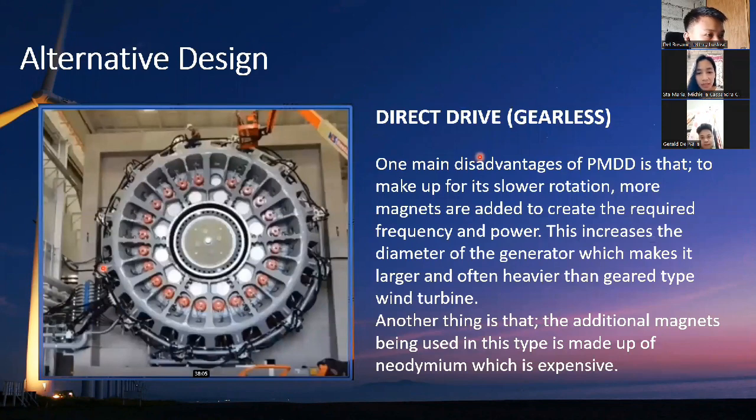So, direct drive gearless. One main disadvantage of PMDD is that to make up for slow rotation, more magnets are added to create the required frequency and power. This increases the diameter of the generator, which makes it larger and often heavier than a geared type wind turbine. Another thing is that the additional magnets used in this type are made of niobium, which is expensive.